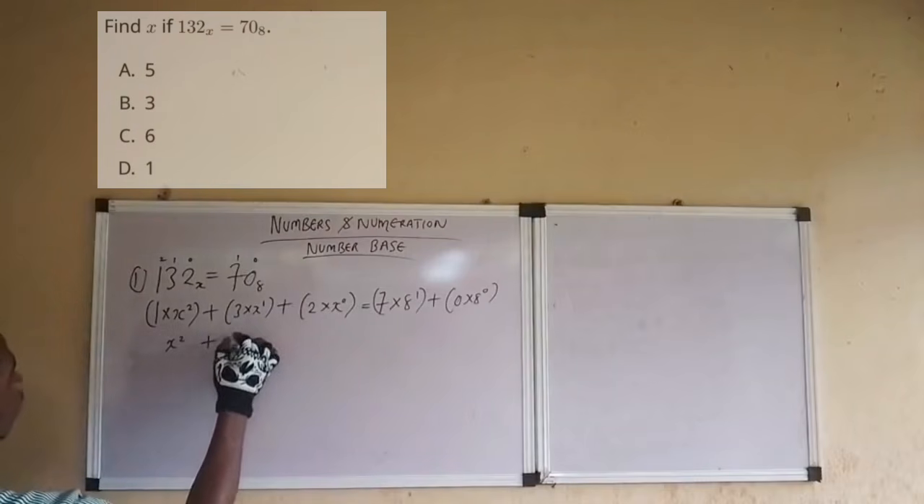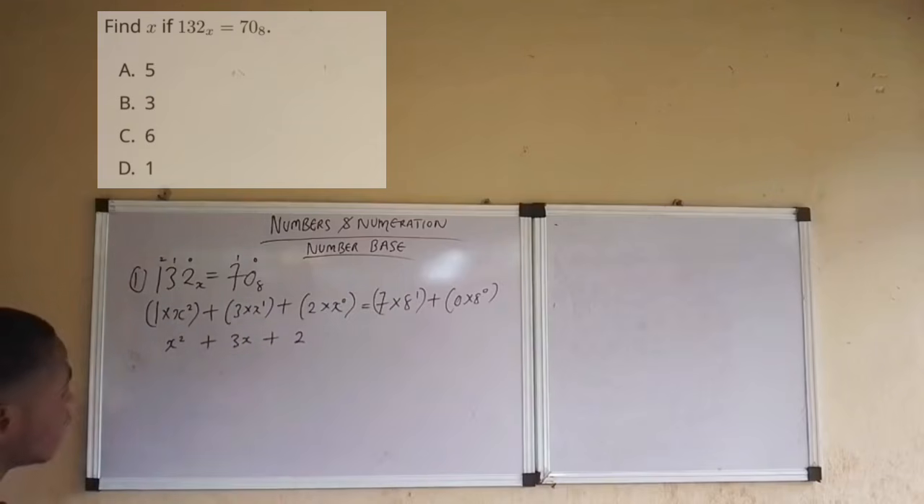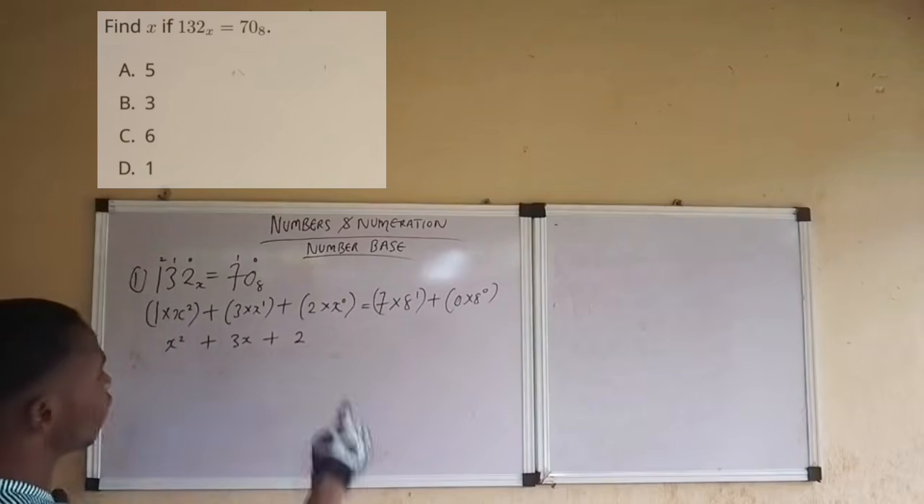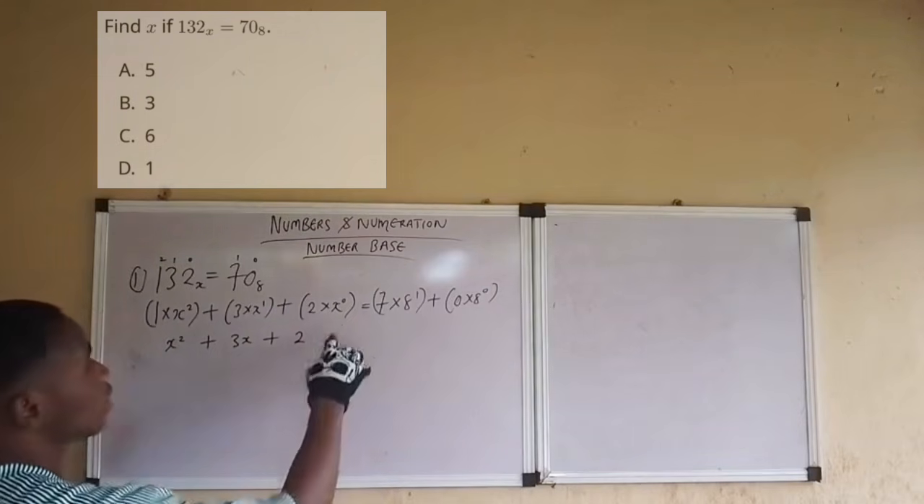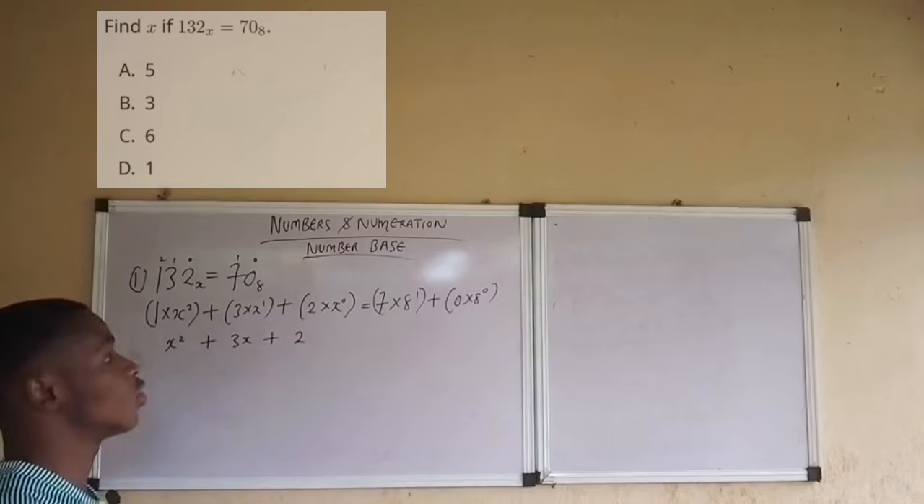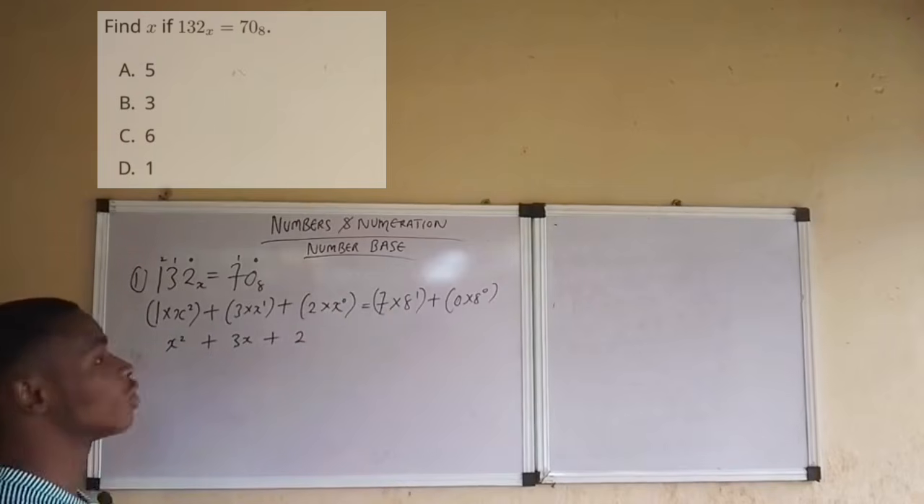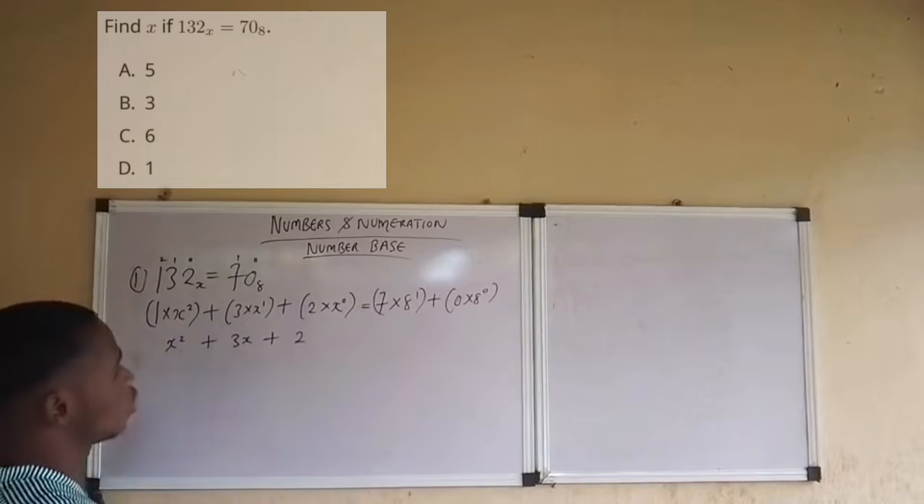Now, we have here x squared plus 3x plus 2. Why is it 2? You should note that it is a rule in indices that when a value is raised to power 0, it is always equal to 1. So x raised to power 0 is 1. No matter how big the number is, if it is raised to the power of 0, the result is always 1. So 99 raised to power 0 is 1. So here, x raised to power 0 is 1. So 2 times 1 gives us 2.